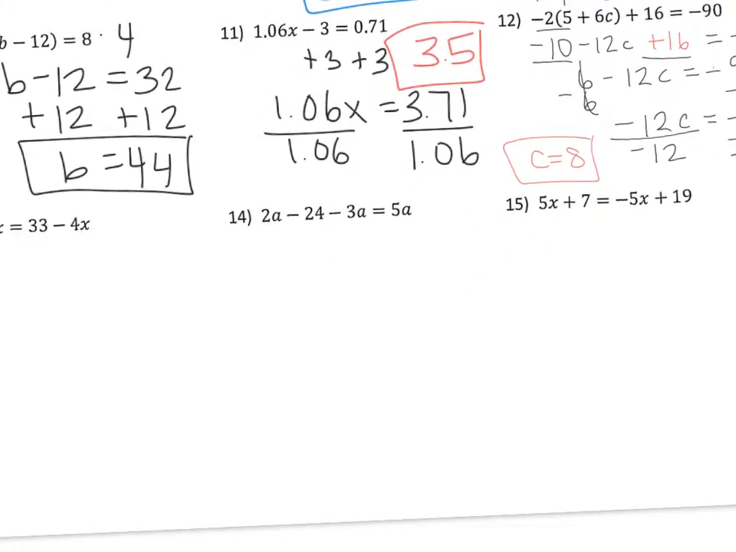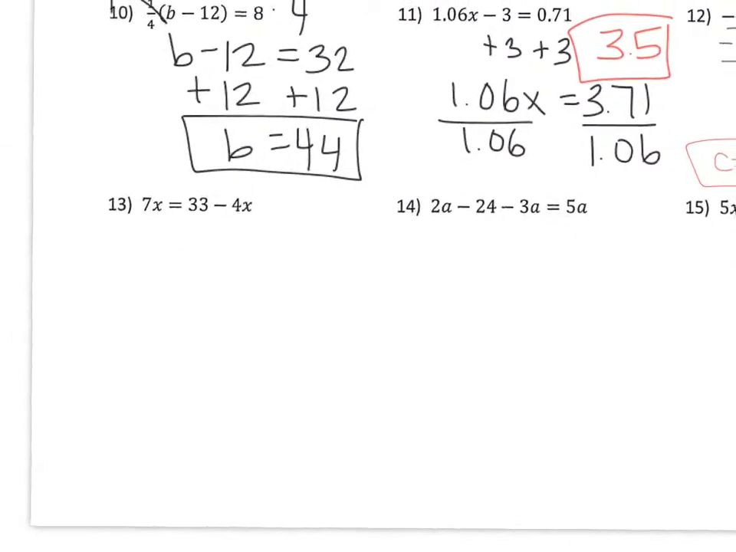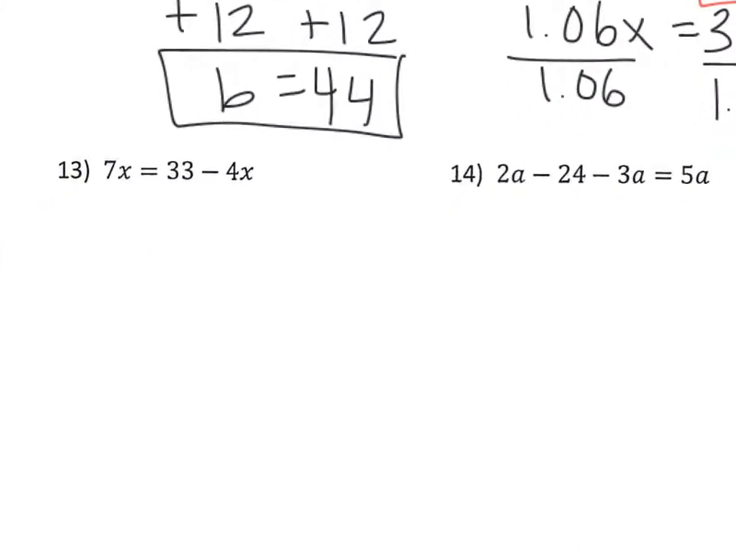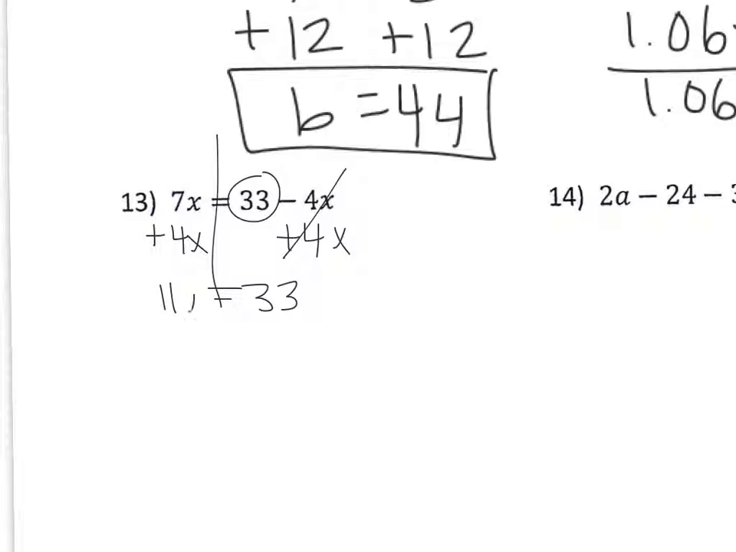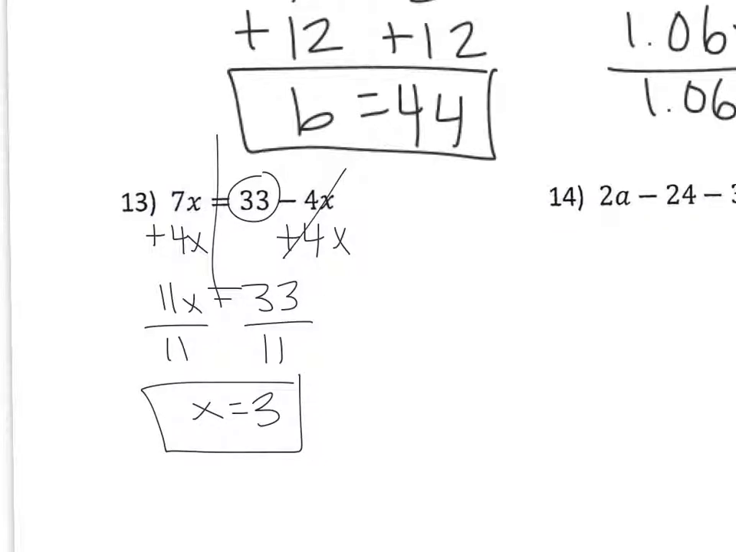And then number 13, you've got x's on both sides. So if I have x's on both sides, I want to get them to one side. So I'm going to add 4x to both sides because I want the constant on the opposite side. These two cancel out, so I have 33 equals 11x. Divide by 11. x equals 3 is my answer.